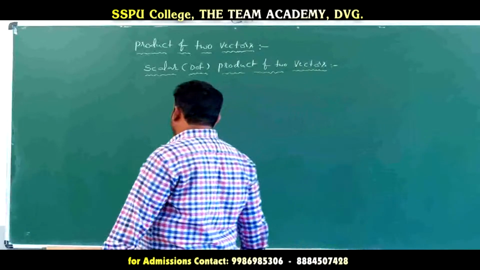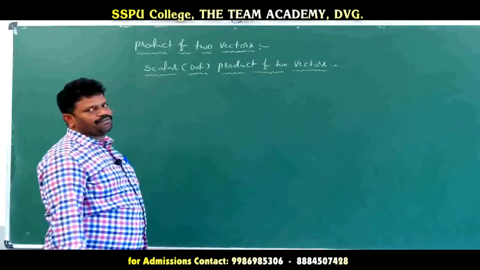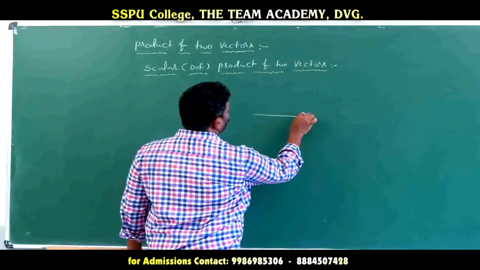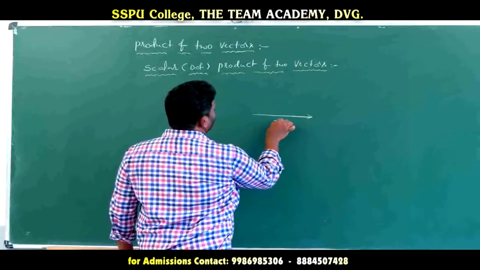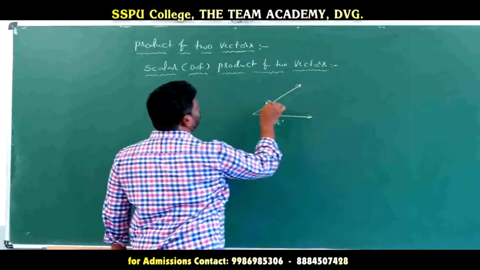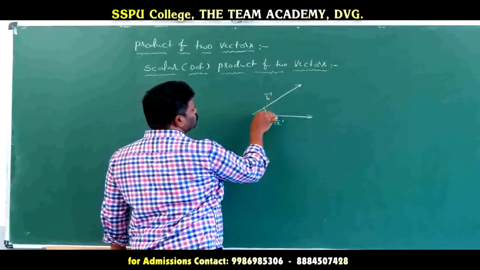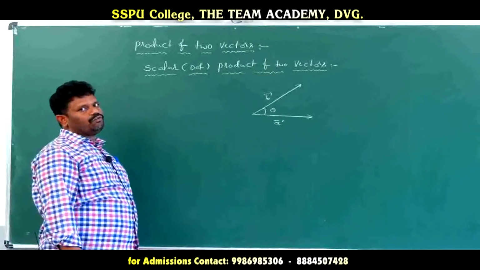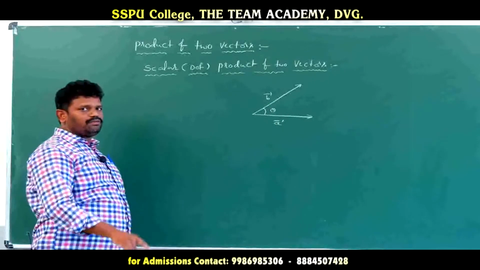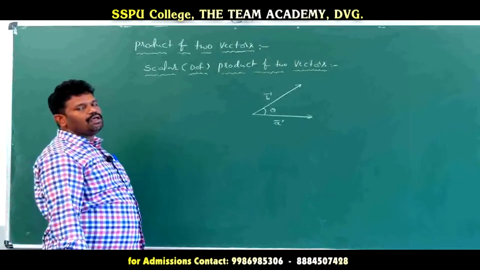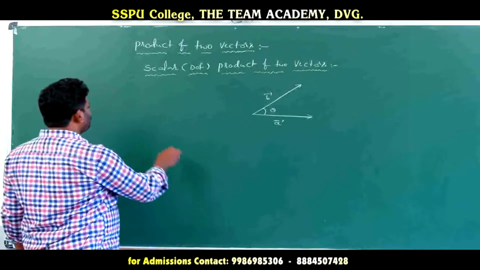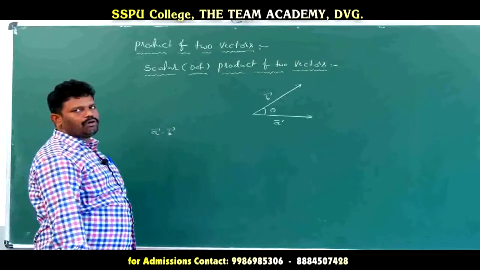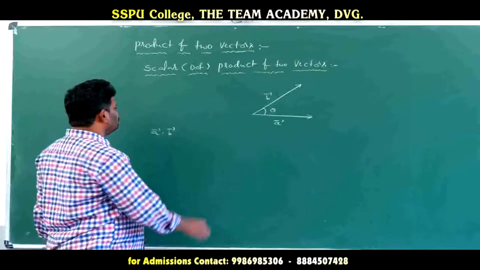Here is just one formula. First, we take two non-zero vectors, vector A and vector B, with angle theta between them. So these two vectors are non-zero vectors. Then the scalar product between two non-zero vectors A bar and B bar is denoted by A bar dot B bar. How is the dot product defined? A bar dot B bar is defined as this value.